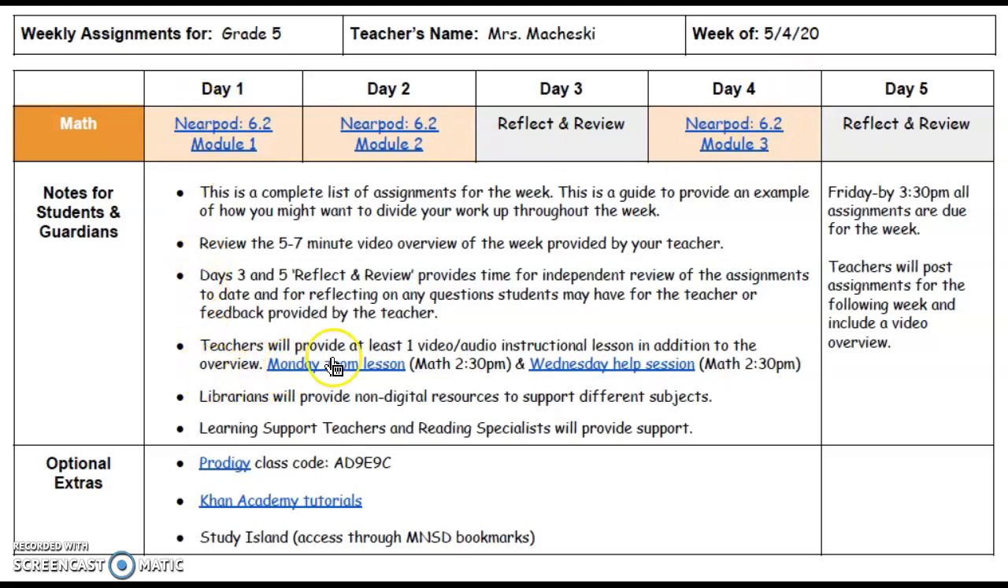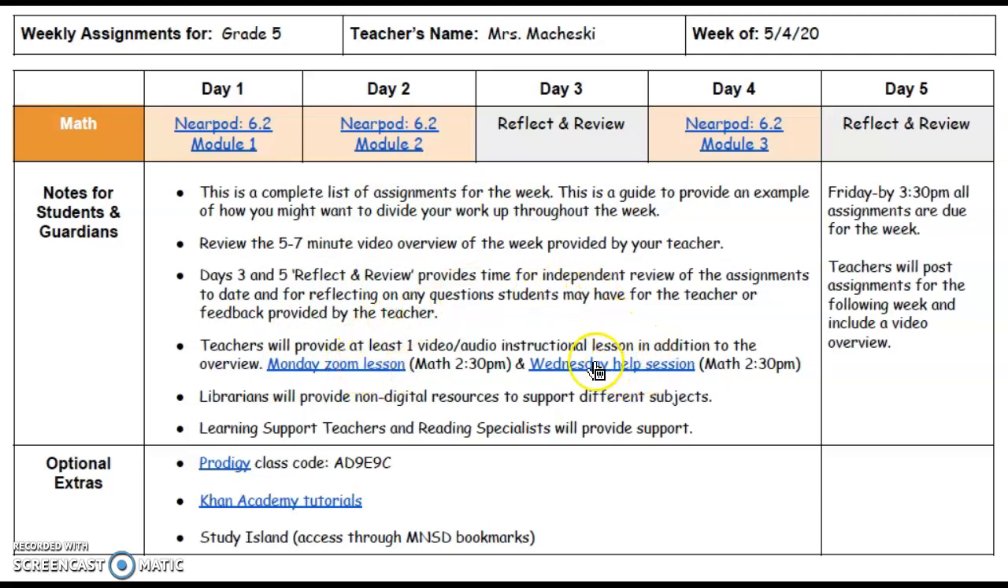Down below, I just wanted to bring your attention to these Zoom lessons, which I've linked here. On Monday, I will be focusing on giving you a brief overview of what you'll see in these Nearpod modules, talking about volume, talking about how we can start moving away from using the unit cubes and understanding how to determine volume of a prism.